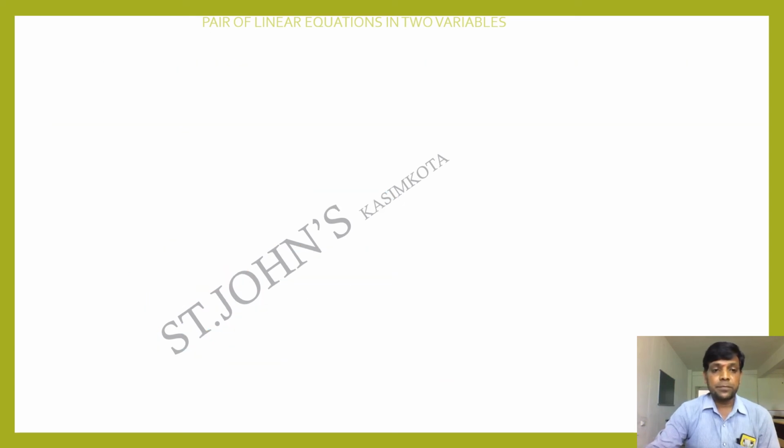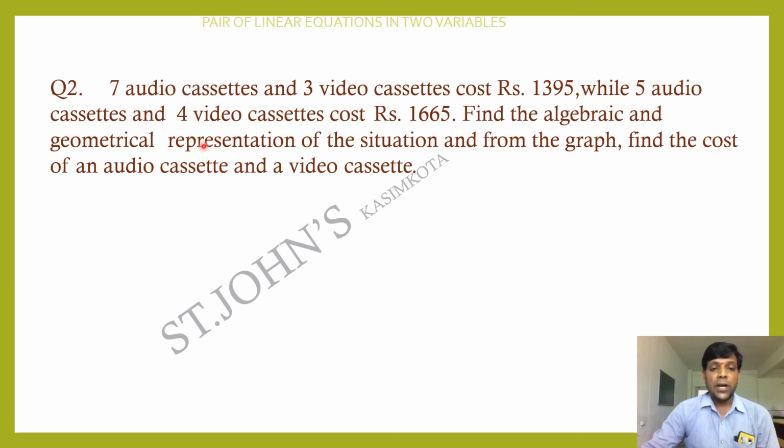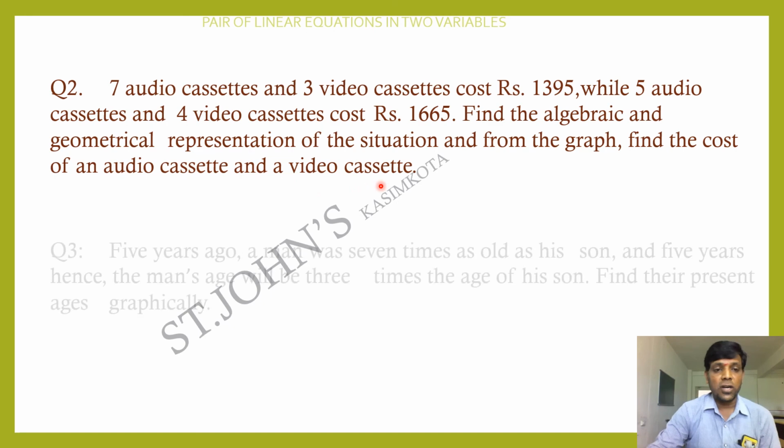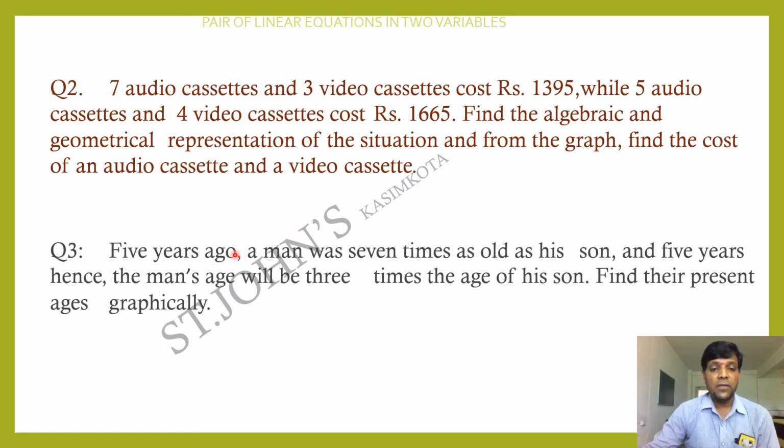Second question, 7 audio cassettes and 3 video cassettes cost 1395 rupees, while 5 audio cassettes and 4 video cassettes cost 1665. Find the algebraic and geometrical representation of the situation, and from the graph find the cost of an audio cassette and a video cassette.